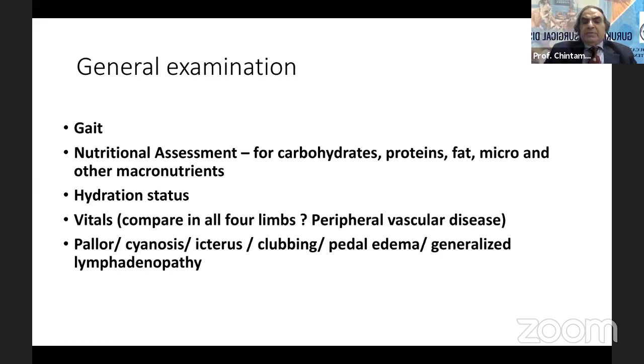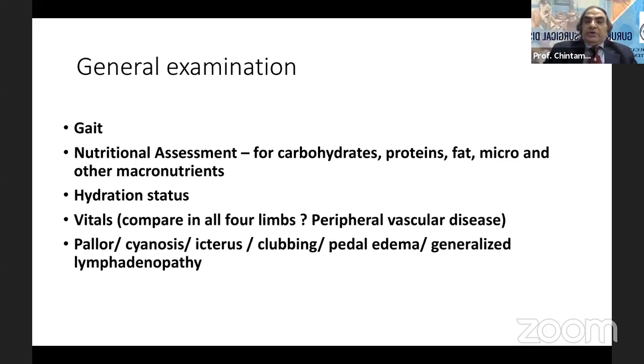Vitals: compare them in all four limbs, especially in an ulcer. This is pertaining to an ulcer; I'm just trying to extrapolate, so don't get confused. You don't need to examine the pulse in all limbs in all cases. It's a good practice, although. But in a vascular disease case and an ulcer which is non-healing, it's necessary.